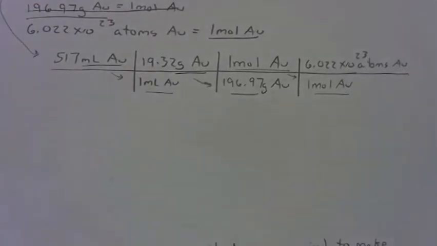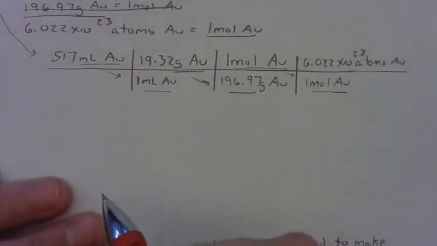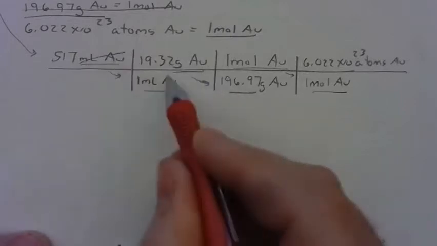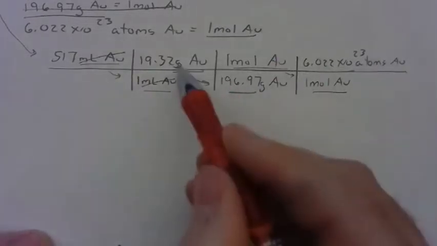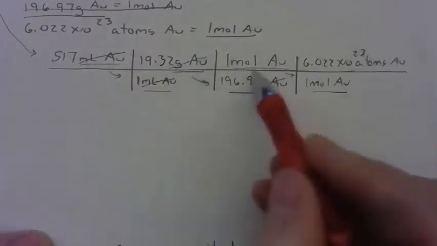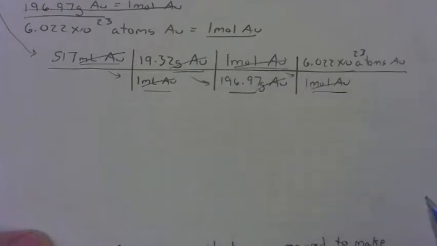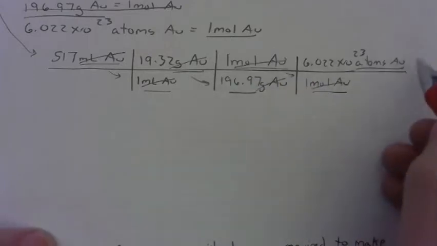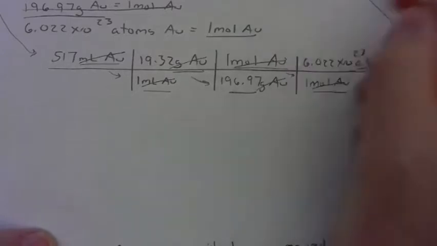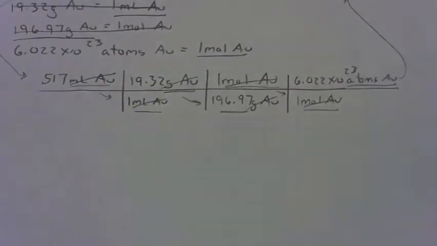So once we have that, we double check to make sure all of our units cancel out. So milliliters of Au, milliliters of Au. Grams of gold, grams of gold. Moles of gold cancels out with moles of gold. Only thing that doesn't is atoms of gold, and that's right where we want to end up.